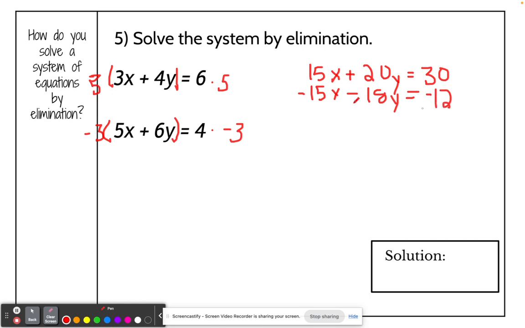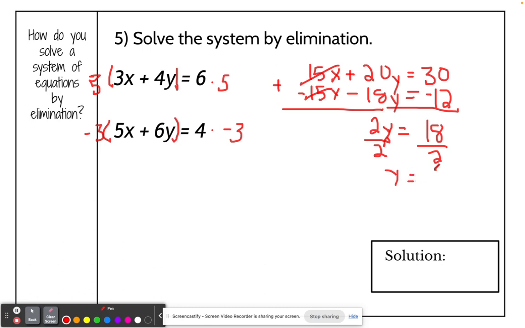Now let's add these two equations. You'll see my x's cancel out just as I had hoped. 15x and negative 15x is 0, so that's gone. 20y, negative 18y is 2y. And 30 minus 12, or 30 plus negative 12, is 18. Let's divide both sides by 2, and I get y equals 9.